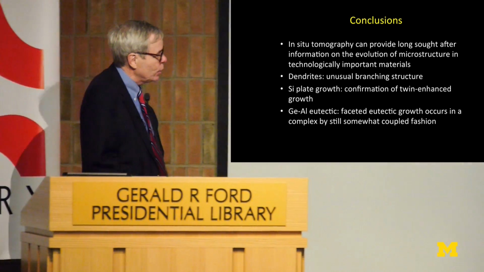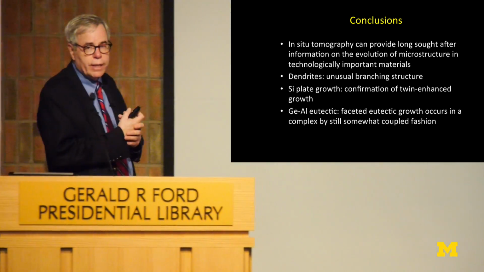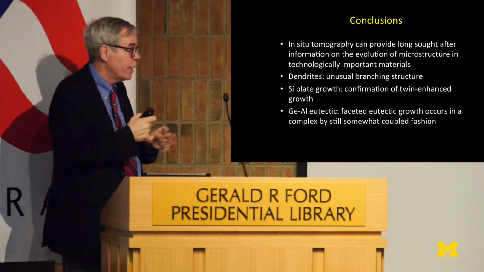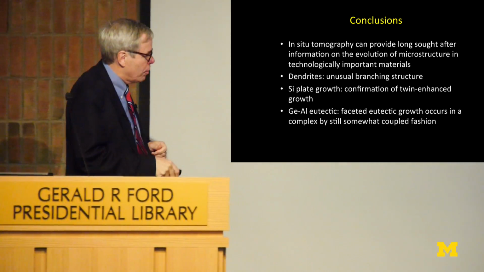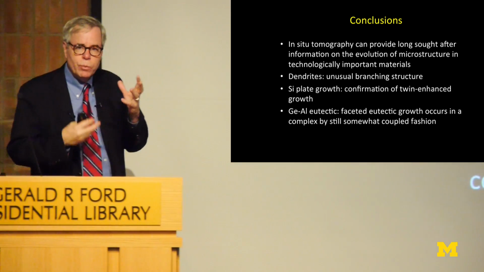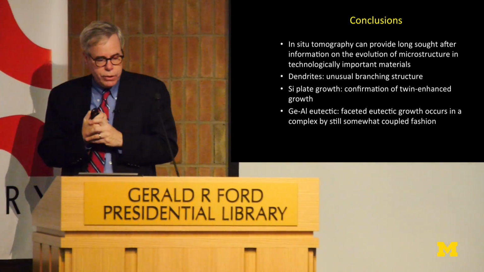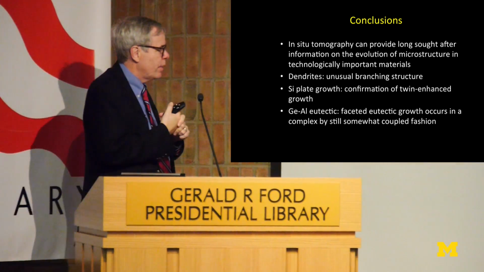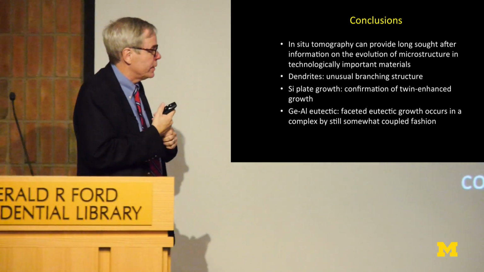And in the germanium aluminum eutectic, we've shown that these faceted eutectics grow in ways that are really quite surprising and had never been seen before. But it's still in a somewhat coupled fashion where the aluminum and the germanium are still following each other in some sort of very, very approximate sense.